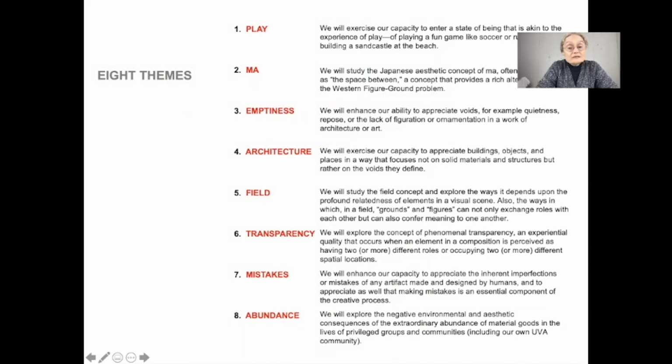emptiness, architecture, field, transparency, mistakes, and finally, abundance. Here I offer very brief written descriptions of each of these themes.